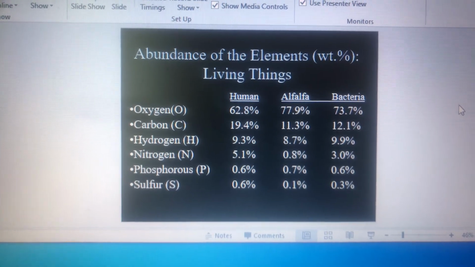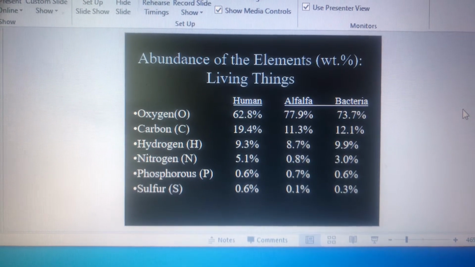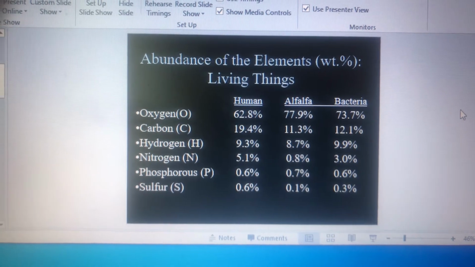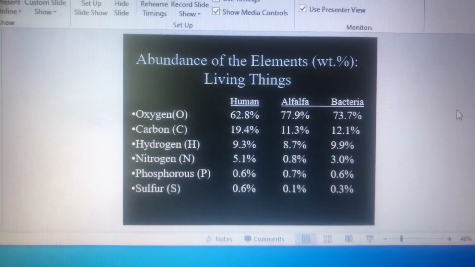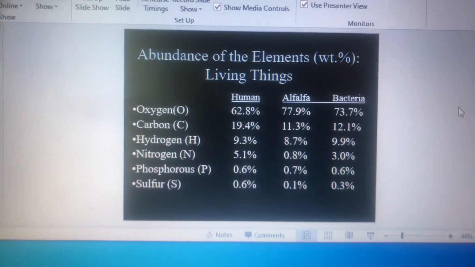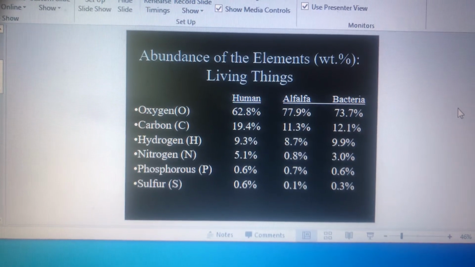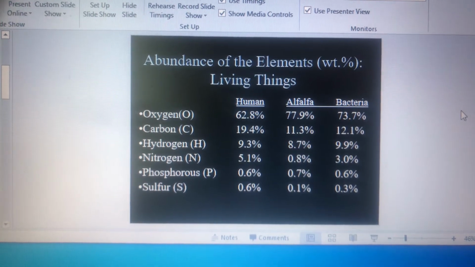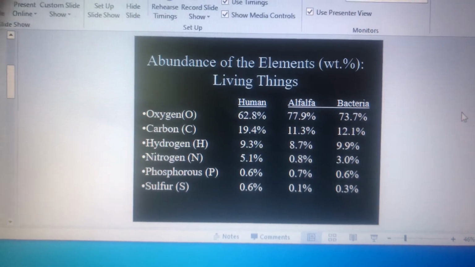Those are all elements. You've seen them on the periodic table. Both those are basic elements that can't be broken down into anything simpler. You can't break oxygen down into something that is not oxygen. If you change the number of protons in it, then you simply change it to a different element. But look at the percentage in humans, and then the percentage in alfalfa, which is kind of a grain, corn, plant material, and then the bacteria.